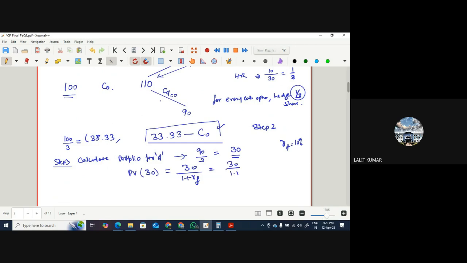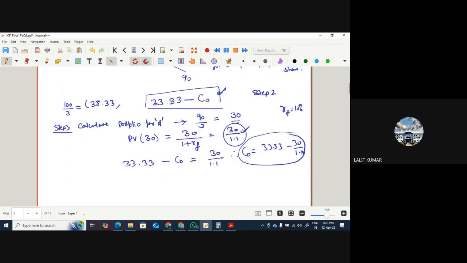And these two values are risk-free. I'm building a risk-free portfolio. So 33.33 minus C0 is equal to 30 by 1.1, and therefore your C0 is 33.33 minus 30 by 1.1. This is how you calculate your call premium.